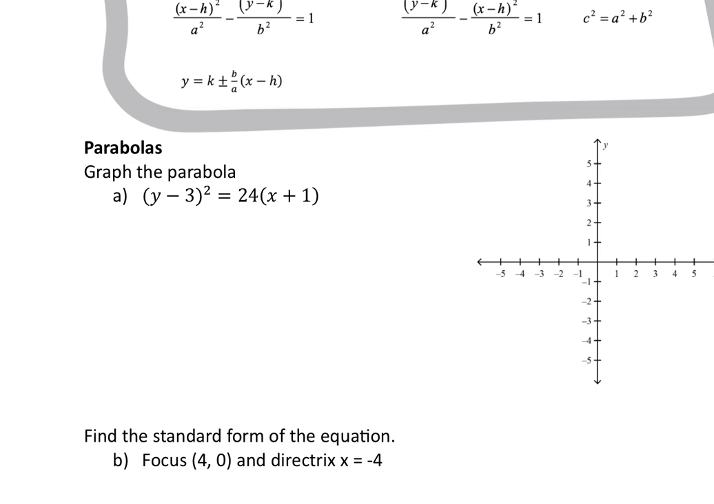Switch it. Opposite of what follows the x, right? So -1, opposite of what follows y, so +3. So I go -1, +3, and I plot a point. Oh, sorry, it points to the right. Let me go back. It points to the right because it's a +4p. Vertex is still -1, 3.